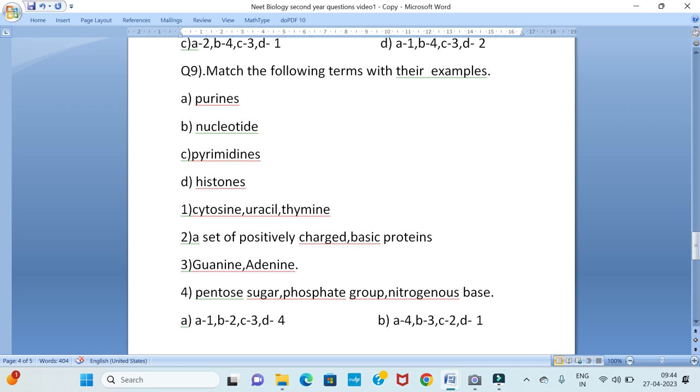Automatically, histones is a set of positively charged basic proteins. Histones means a set of positively charged basic proteins. Histones, proteins. For the last pronunciation, you take the keyword: histones, T-O-N-E-S, tones, teens. Tones, teens. Like that, you can remember.